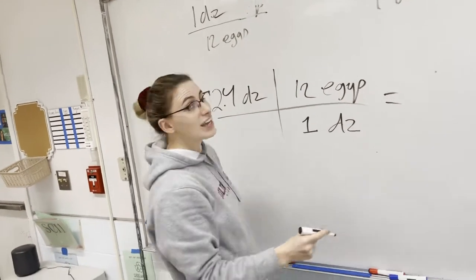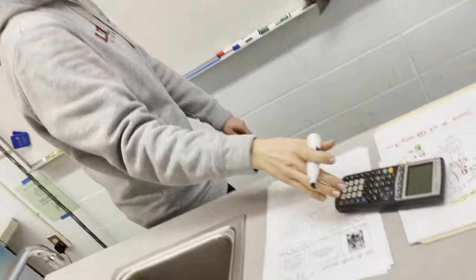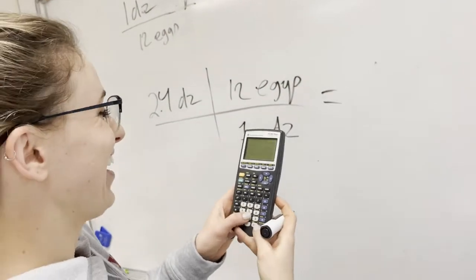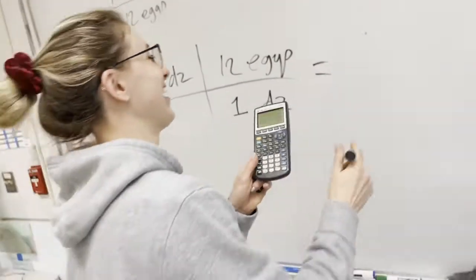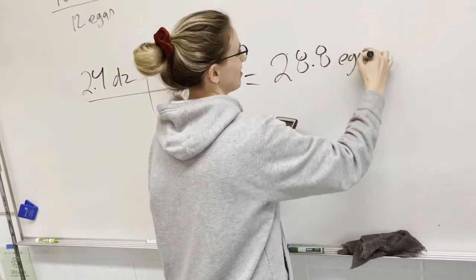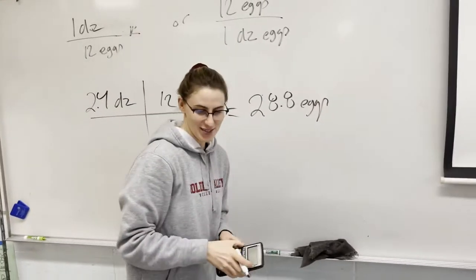2.4 times 12 is 28.8. 28.8 eggs. Somebody broke an egg. Can you have a part of an egg?